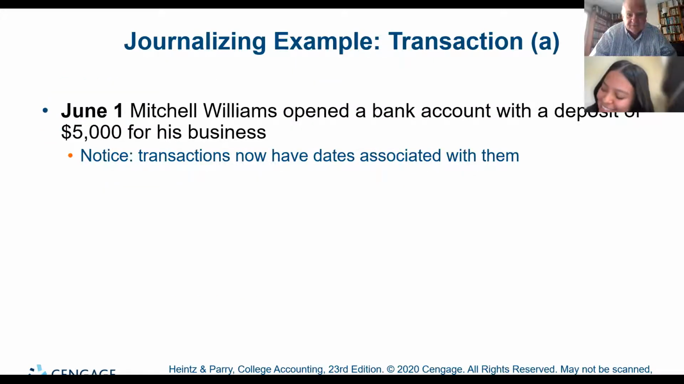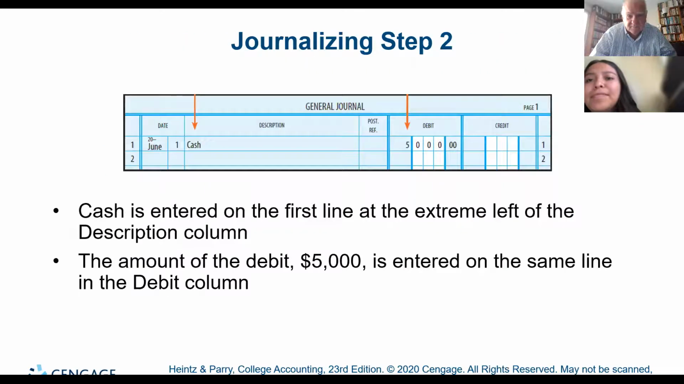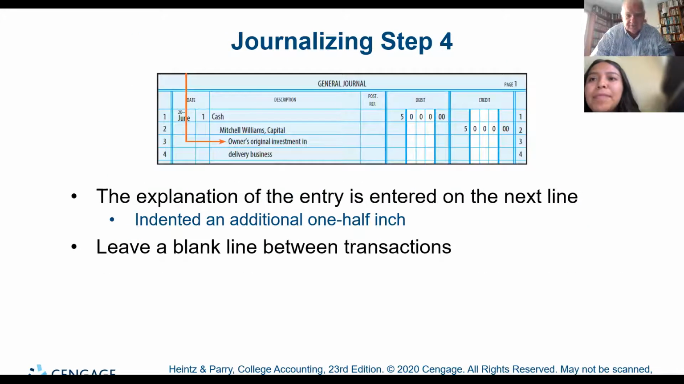Okay. So let's look at a journal entry. Mitchell opened the business with a deposit for 5,000. So let's take a look at a journal entry, or what your book calls a general journal. He invested money in the business, right? So we know cash goes up, and we know that adds to his capital, which was zero. He's just starting the business.